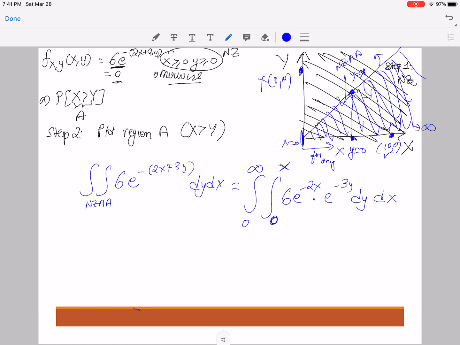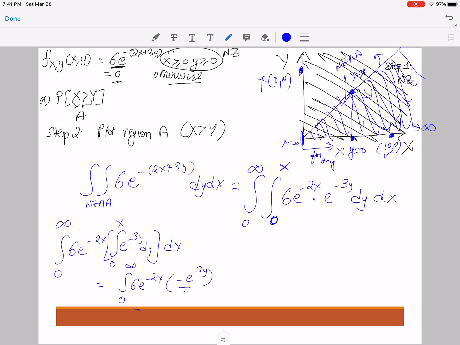So let's solve it carefully. So 0 to infinity, 6 times e to the negative 2x is a constant with respect to dy. So I will have the integral from 0 to x of e to the negative 3y dy dx. So I'm going to focus here. This gives me the integral from 0 to infinity of 6 times e to the negative 2x times negative e to the negative 3y over 3, and the limits are from 0 to x, dx.